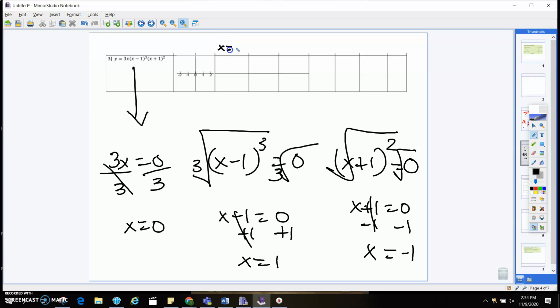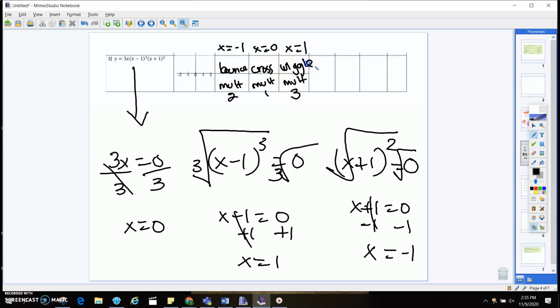So when x equals negative 1, what was the multiplicity on this one? This is going to be a bounce, and it's going to be a multiplicity of 2. And then when x equals 0, it's going to have a cross because multiplicity of 1. And then x equals 1, and that's going to have a multiplicity of 3. And that's going to be a wiggle.